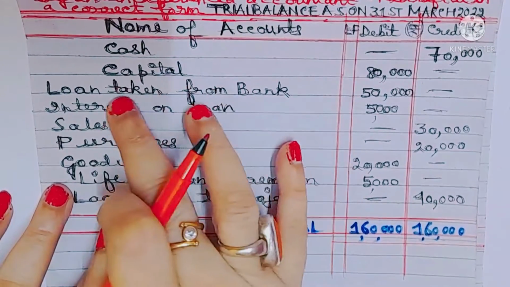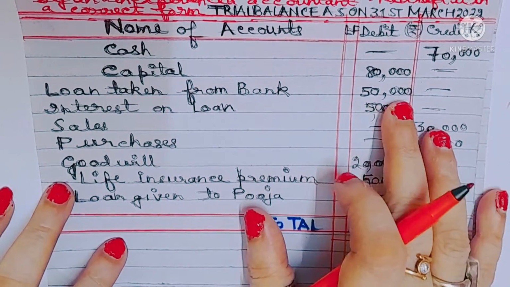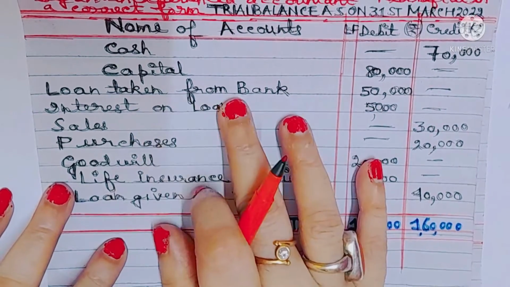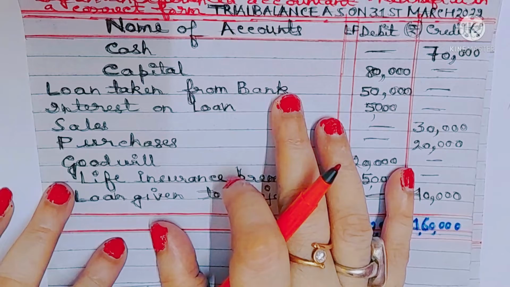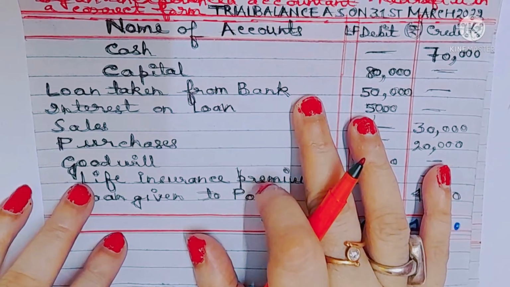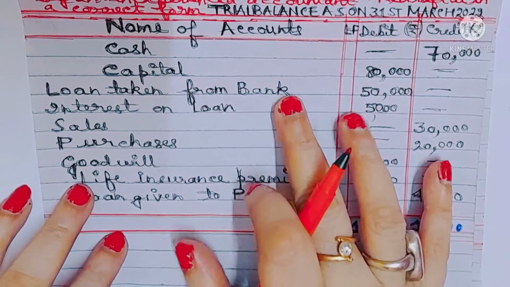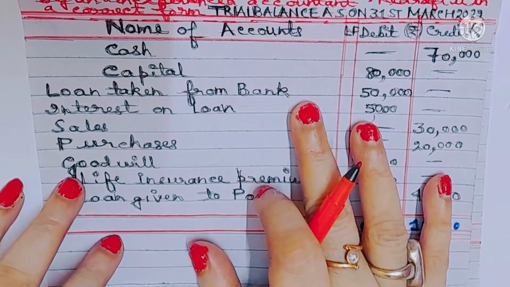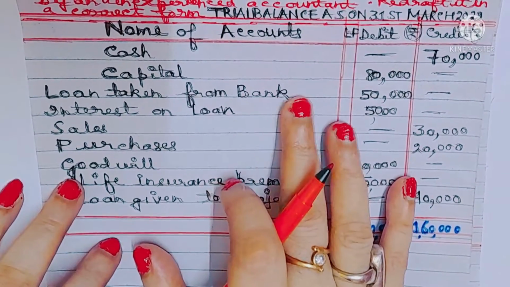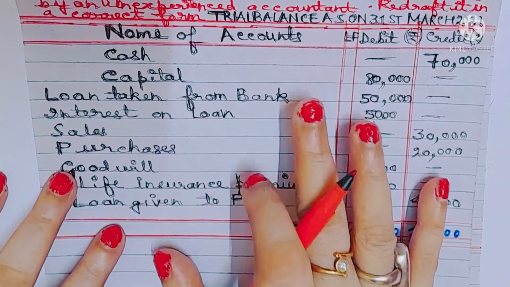The next account is loan taken from bank, 50,000, which is again wrongly written in the debit column. It should have been written in the credit column because loan taken from bank is a credit balance. Why? Because loan taken from bank comes under personal account. According to personal account, the giver of the benefit is credit. Here, the bank is the giver of the loan, so loan taken from bank will be credited. Understood? Let's write.